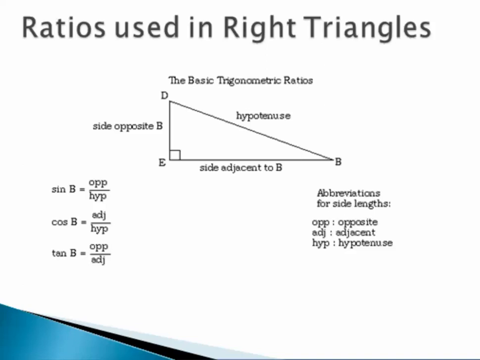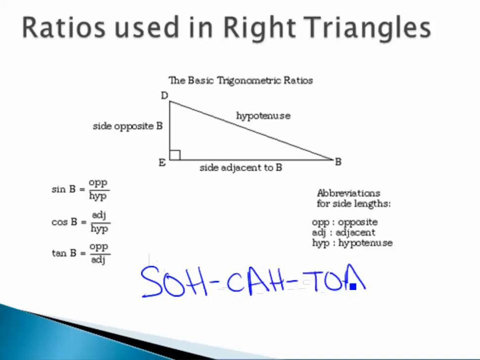Sine is opposite over hypotenuse. Cosine is adjacent over hypotenuse, and tangent is opposite over adjacent. A lot of people remember these by the abbreviation SOH CAH TOA. Sine is opposite over hypotenuse. Cosine is adjacent over hypotenuse. Tangent is opposite over adjacent. Later in this week, you'll learn other devices to help you remember it.